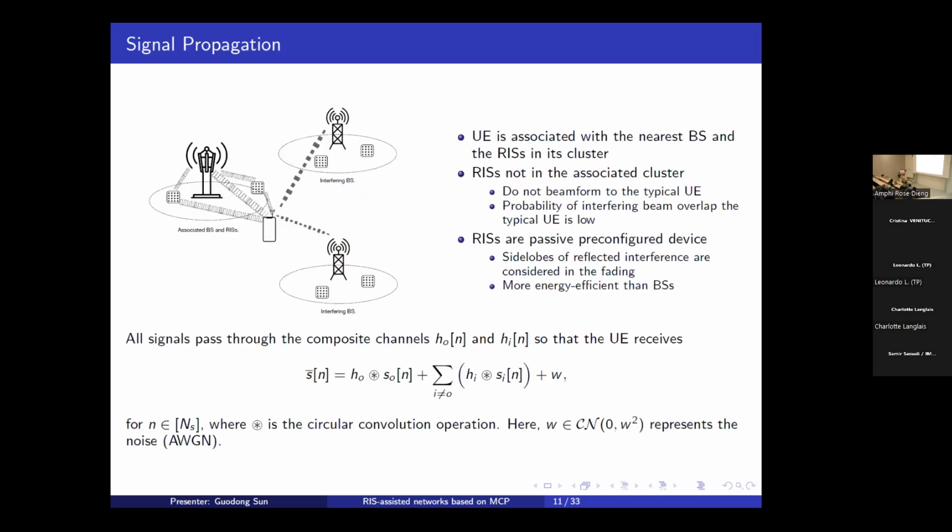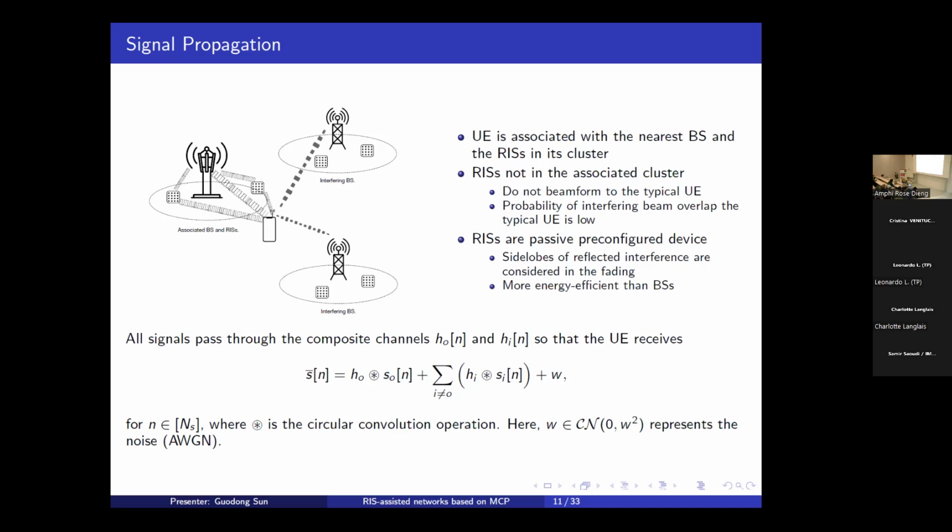And then we have to process the signal. We know that the signal transmitted from the base station to the user and the signal reflected by different RISes go through different paths. So there might be some delay. Then we consider the delay, and how we tackle that is given in the next slide. The user is associated with the typical base station, the nearest base station, and its cluster of RISes.